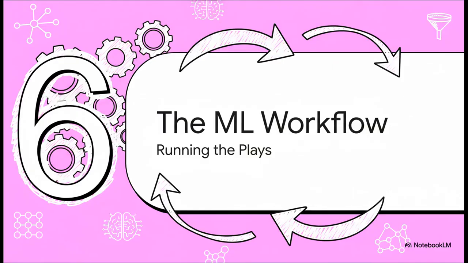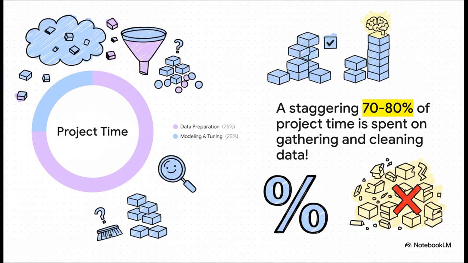Okay, so now that we know the plays, how do we actually run them? Machine learning isn't just about picking an algorithm and pressing go. It's a whole process, a systematic workflow. And here's the part that just might blow your mind. The vast majority of the time, I'm talking a staggering 70 to 80%, is spent just gathering and cleaning the data. Why? Because you can have the fanciest algorithm in the entire world, but it's totally useless without good, clean data. It's that old saying, garbage in, garbage out. It has never been more true than in machine learning.